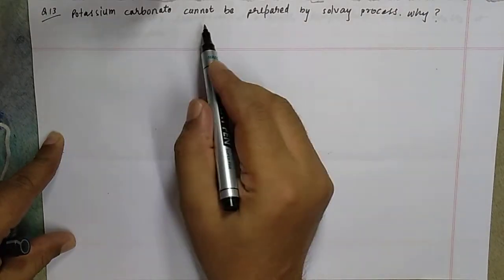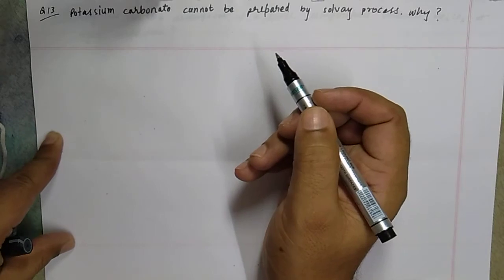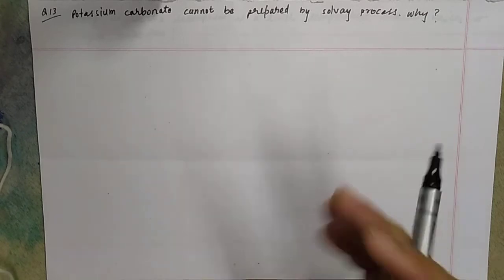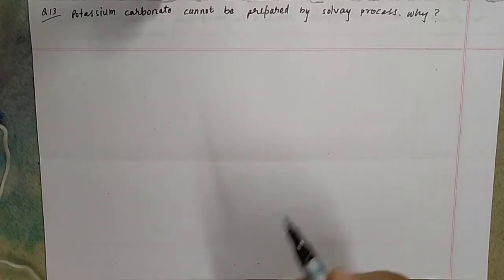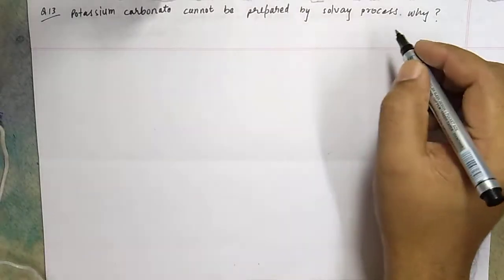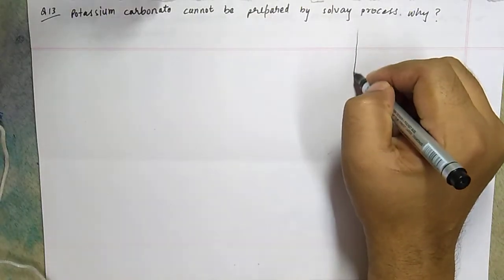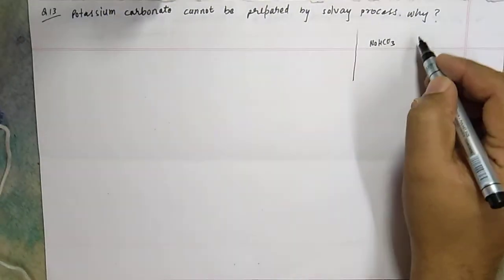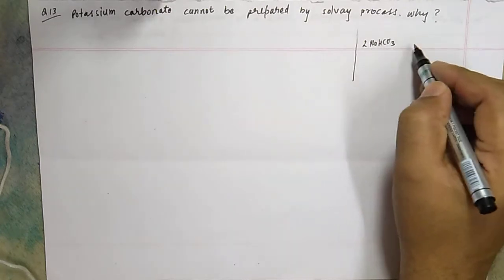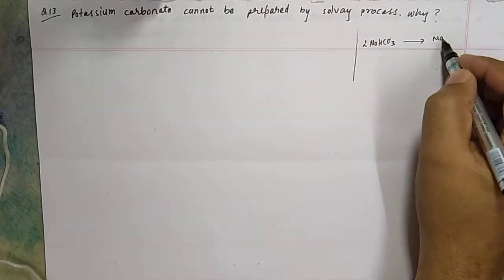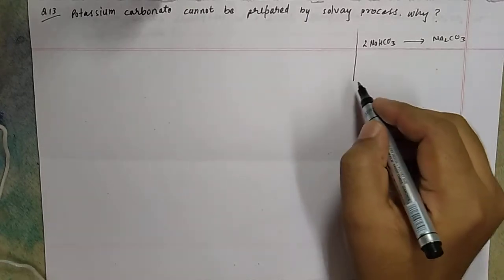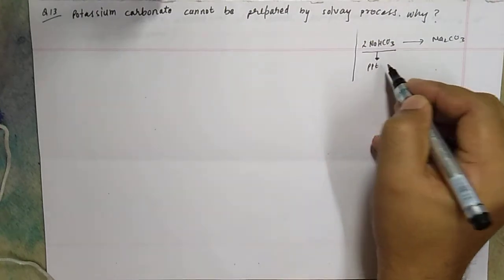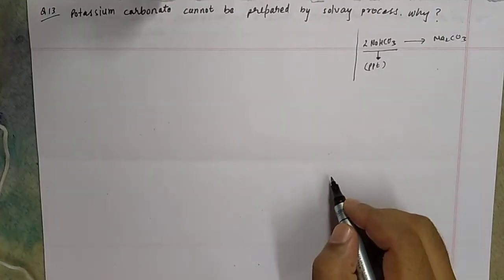The question is: potassium carbonate cannot be prepared by Solvay process. To understand the question, we should know what the Solvay process is, and then the reason. In the Solvay process, the last step is where two molecules of NaHCO3, sodium bicarbonate, are converted into Na2CO3. This is the precipitate, the PPT, which is converted into sodium bicarbonate.